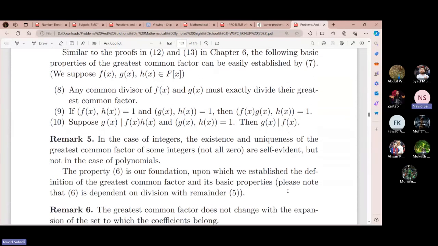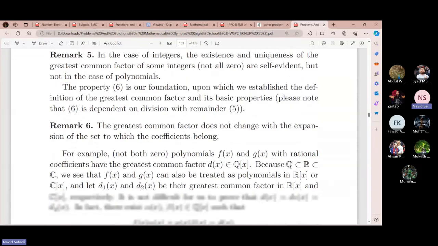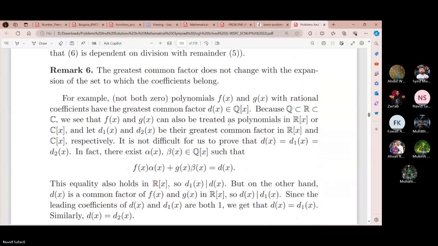So again, several number theoretic things happen. If F and H are coprime, and G and H are coprime, then FG and H would be coprime. If G divides FH and G and H are coprime, then G divides F, and so on.